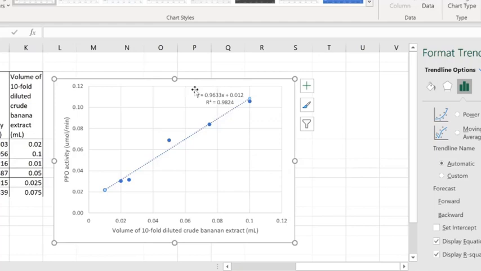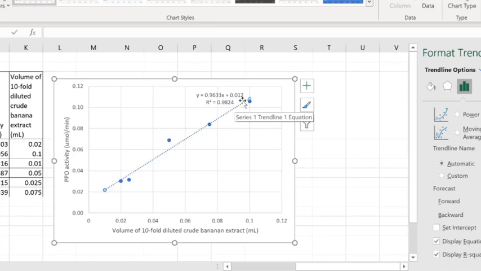Then the slope will be of great significance for us because the slope in words means how does the PPO activity increase per milliliter of crude banana extract? The units will be then micromole over minute or milliliter. So 1 milliliter of banana extract, therefore, can catalyze the conversion of 0.9633 micromole dopamine in the time interval of 1 minute.